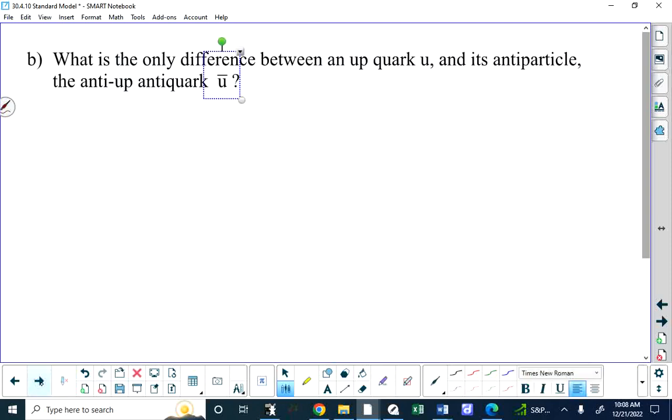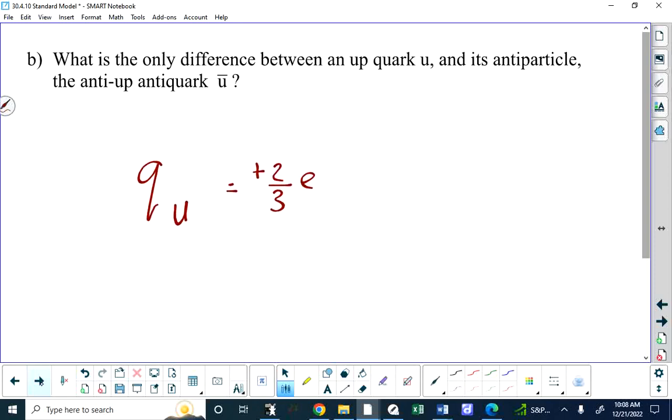B, what is the only difference between an up quark and its antiparticle, which is called the anti-up antiquark? What's the only difference? Well, look at your formula sheet. Charge, that's it. It's the only difference. The charge on an up quark is positive 2/3 elementary charges.